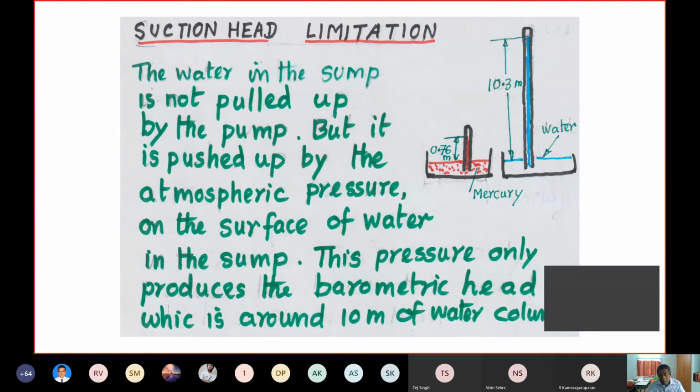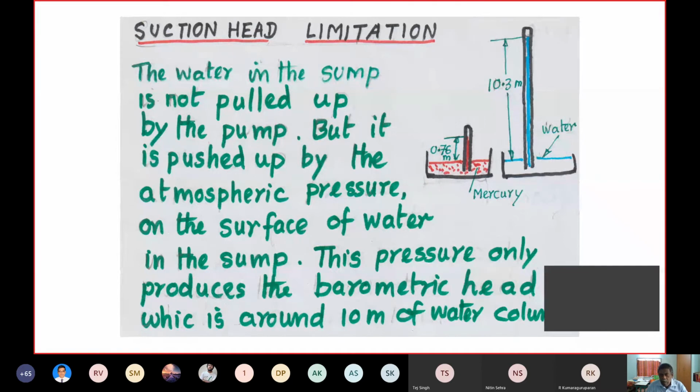See, you have the suction head limitation, that is, water in the sump is not pulled up by the pump, but it is pushed up by the atmospheric pressure. This is what is very, very important to understand. The pump does not pull the water up. It cannot exert any pull force, but the water is pushed up by the atmospheric pressure, which is acting on the surface of water in the sump. This pressure only produces the barometric head, which is around 10 meters of water column.